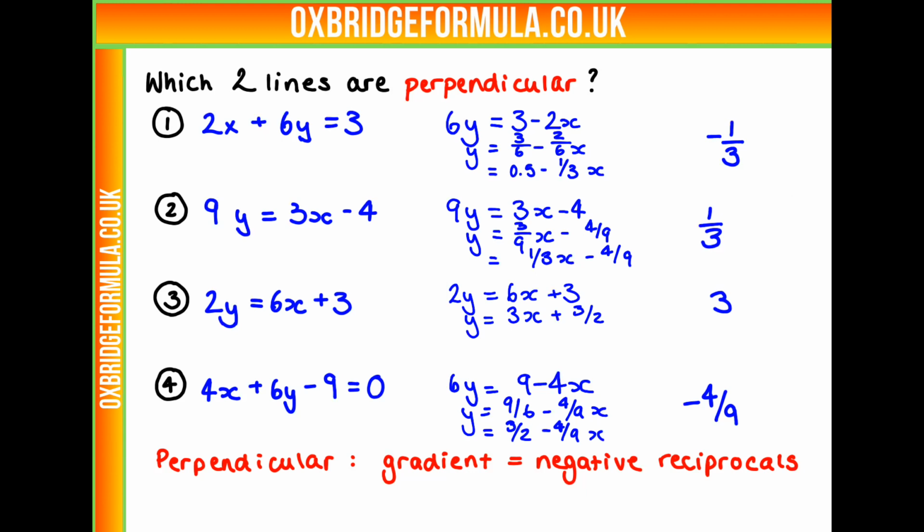We can see that it's going to be 3 and minus 1 over 3. There are two different gradients. These two lines are perpendicular. So our final answer is answer B.